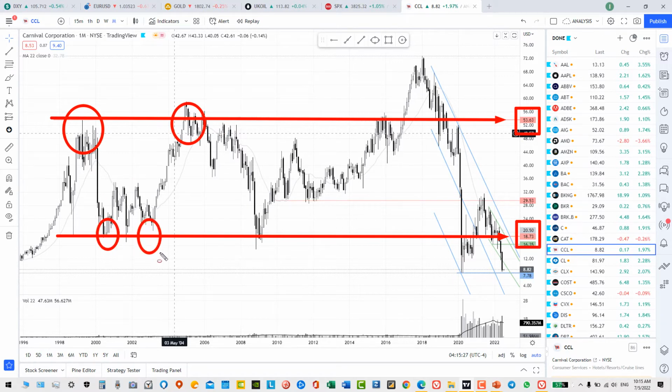And here we go. As we can see, the resistance always appeared almost at the same horizontal place around $54, and the all-time support almost at the same place around $19. Of course, I'm talking about areas.